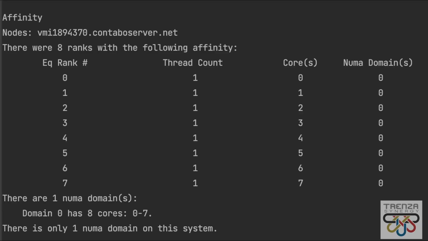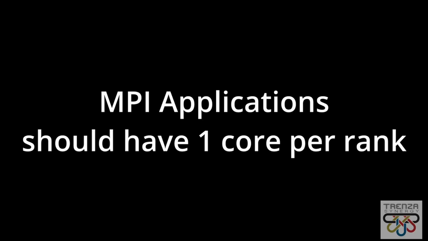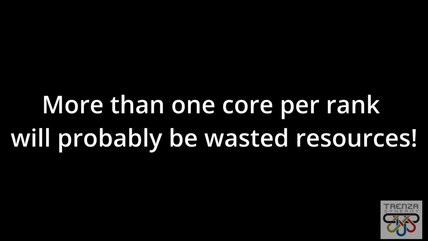The next section of the survey output contains information on the run's affinity. That is, you want the cores of the HPC system to be assigned efficiently to the ranks and threads of your run. In a pure MPI application, you probably want to use exactly one unique core per rank of the run. If you have more than one core assigned to the rank, the extra core will probably not be used by the rank and will represent a wasted node resource.